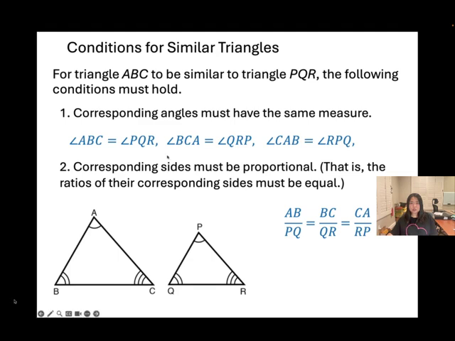If it satisfies these two requirements, then we say triangle ABC is similar. This is the notation of similar: triangle ABC is similar to triangle PQR. One more time. First, check all of the corresponding angles. They do have the same measure. And then corresponding sides must be proportional; they should equal the same numbers. If it satisfies these two requirements, then these two triangles are similar triangles.